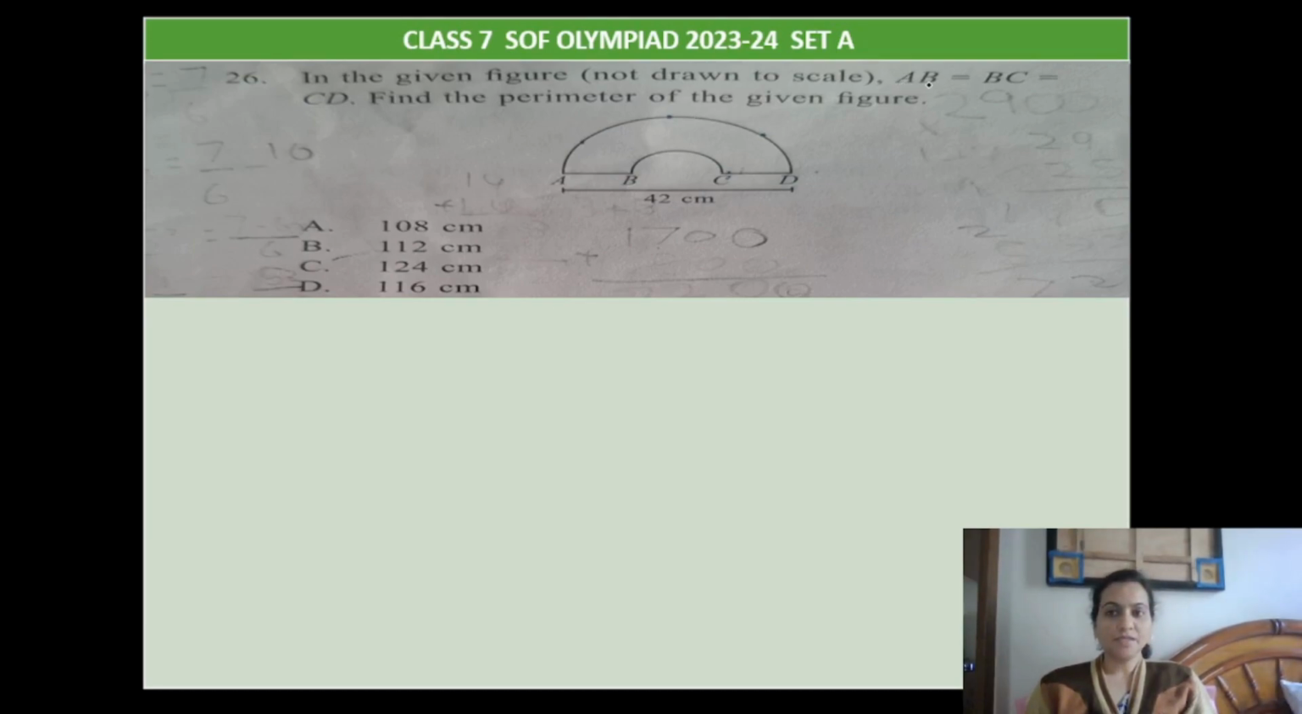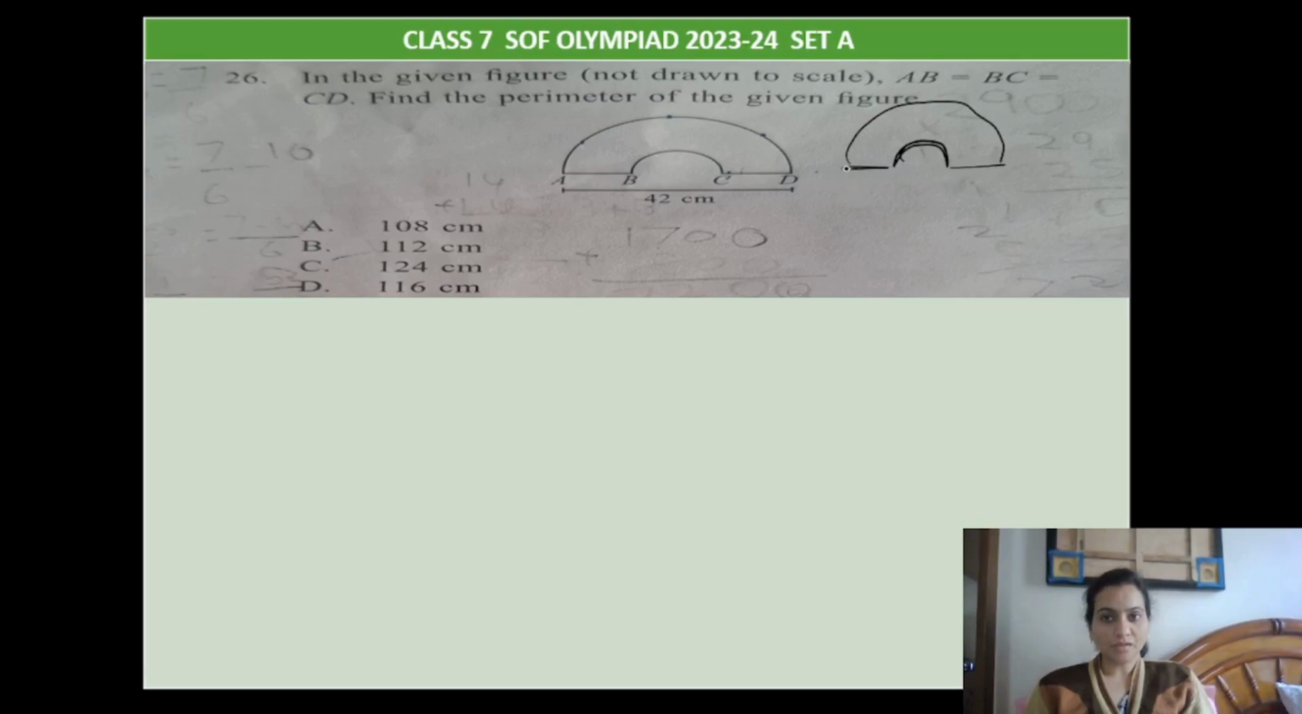Question number 26. It's about finding the perimeter of the given figure. And in this particular figure, AB equal to BC equal to CD. So all these three, AB, BC and CD, are of the same length. And total A to D, it's already given in the figure, it's 42 centimeter. So if you see, there are two semi-perimeters or half perimeters of two concentric circles we need to find out.